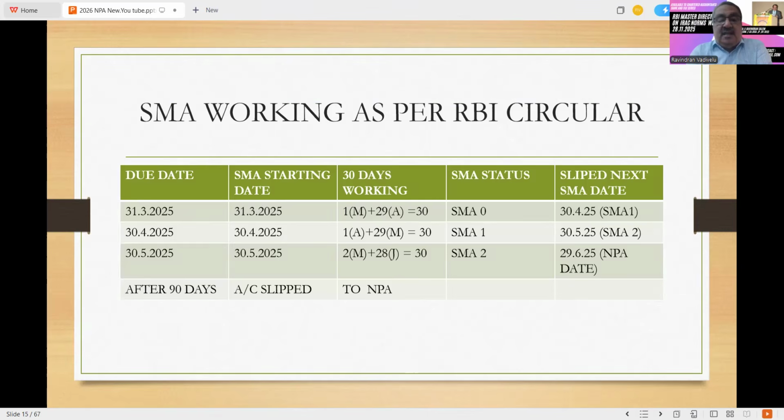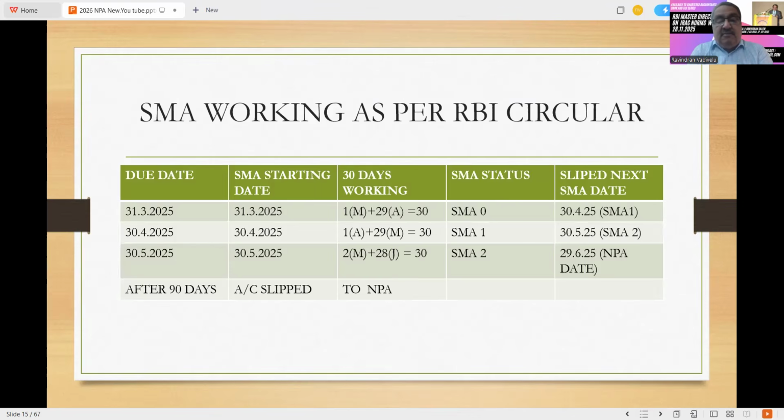Here, for easy understanding, I'll give a tabular form. The due date of the loan has not been paid before running the day-end process. So the SMA starting date itself, the overdue starting date, is 31/3/25. You have to calculate 30 days, that is March 31 to 29th April, so 30 days. So the SMA 0 period runs from 31/3/25 to 29th April.